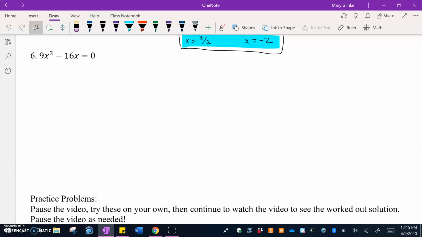So let's try number 6. Get the equation equal to 0. That is done. We're going to factor out our GCF first. Looking at our two terms, they both have an x in common. So I'm going to take that x and divide it out, or factor it out.